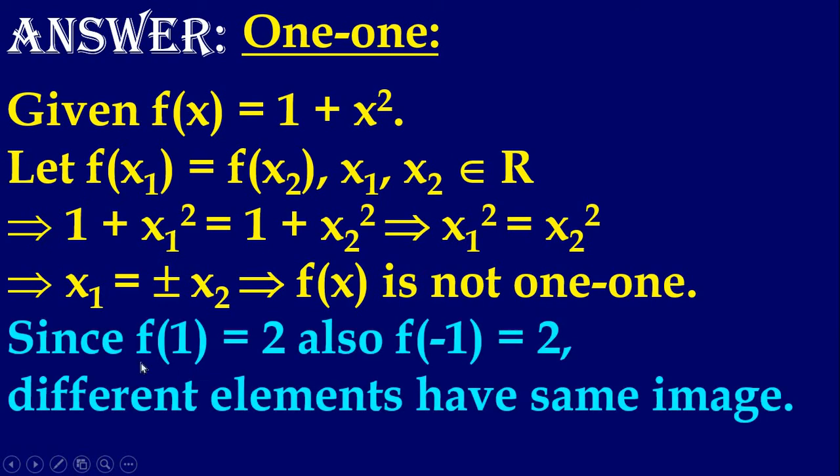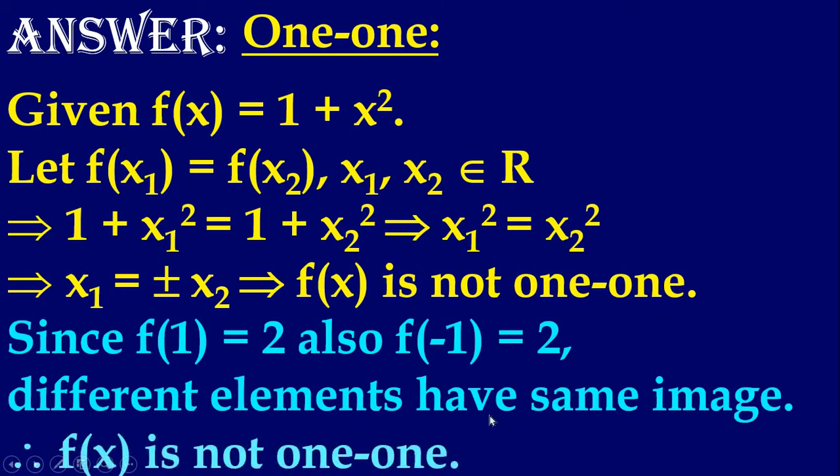Now we justify this. We consider x equal to 1. Then f of 1 is 1 plus 1 square. 1 plus 1 square is 2. Also f of minus 1. When x equal to minus 1, we get 1 plus (minus 1) square. Again it is 1 plus 1, it is 2. Now here f of 1 is 2 and f of minus 1 is also 2. Now different elements have same image. So therefore this function is not one-one function.